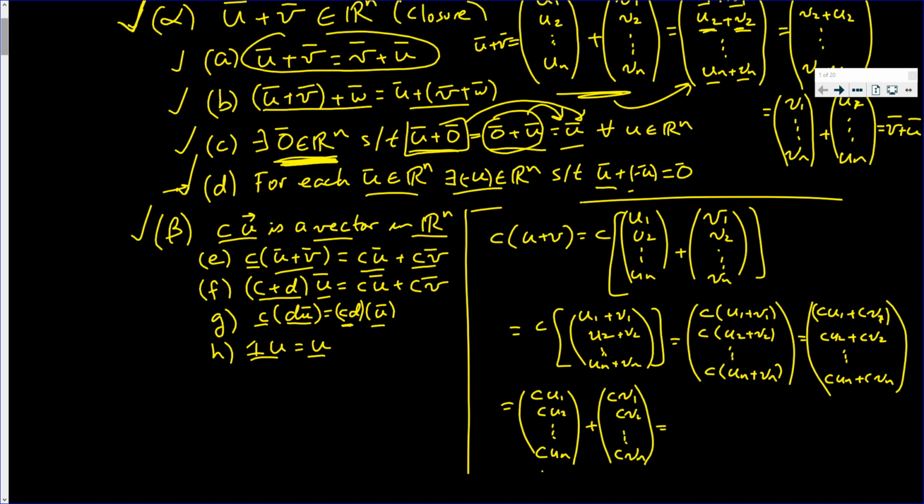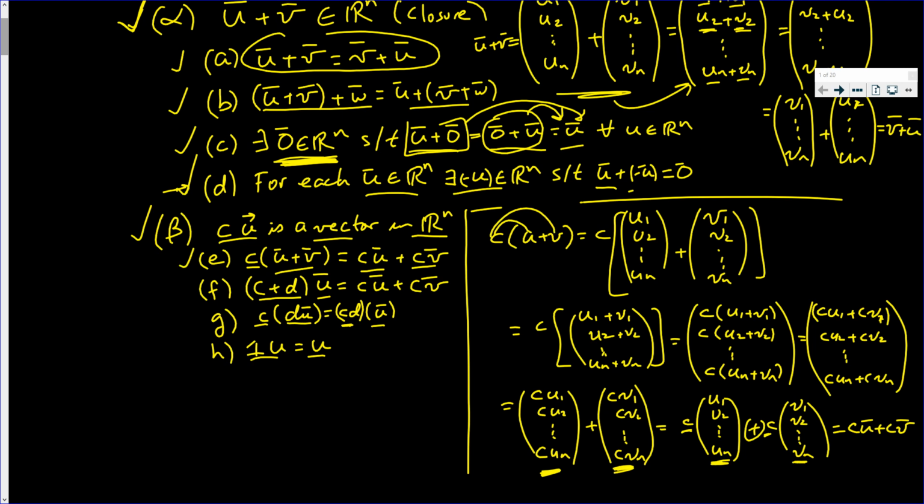Now, this here is nothing more than c times u1, u2, down to un, I factored out the scalar, plus this here is nothing more than c times v1, v2, down to vn. And here's where I have it. That's vector u, c times u, plus c times vector v. I wanted to show that I can distribute the scalar. So letter E is done.